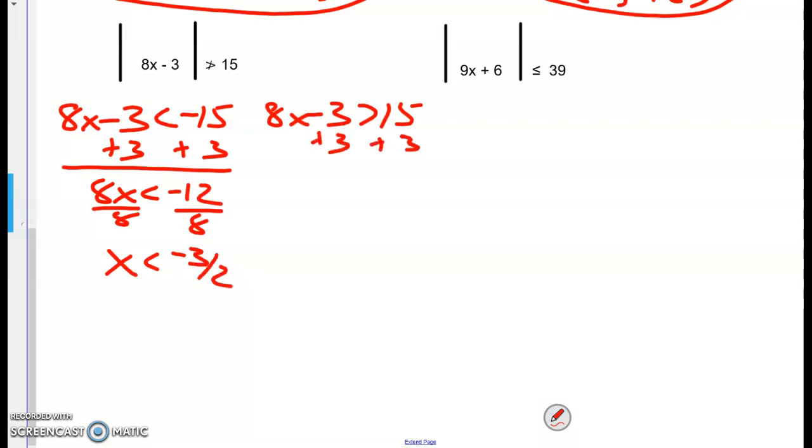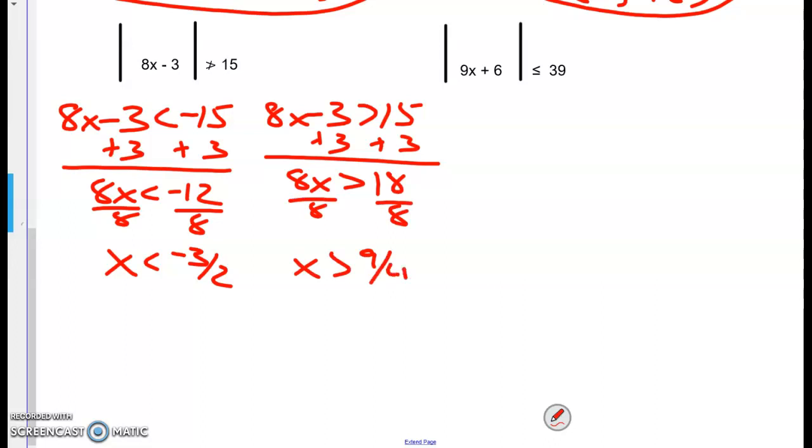I'm going to add 3 to both sides. 8x is greater than 18. We divide both sides by 8. And x is greater than 9 over 4. And that's the algebraic answer.